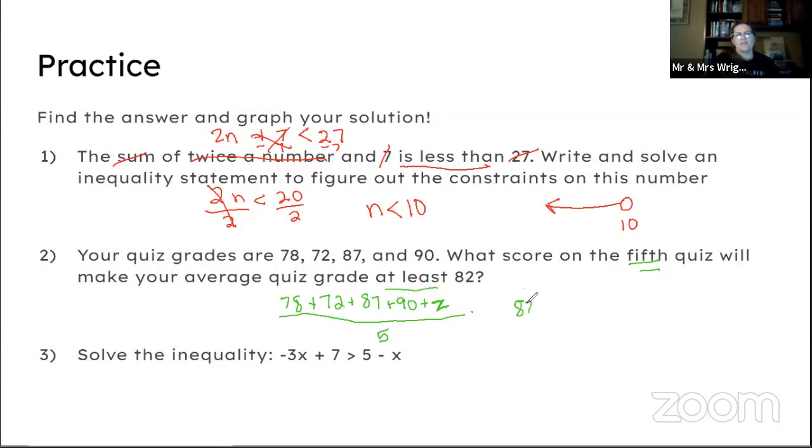So I'm going to put 82 right here. But let's think about this. Can it be equal to 82? Well, yes, it can. So I'm going to put that equals sign part at the bottom so I know it can at least equal 82.